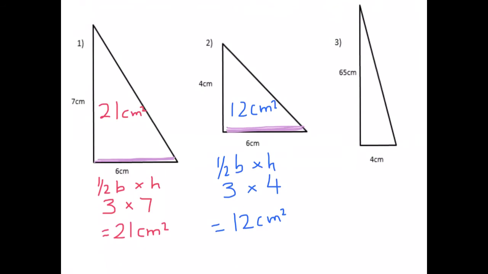Triangle number 3, the base is 4 centimeters. Its height is 65 centimeters. So again, our equation of half the base multiplied by the height. Half of 4 is 2, and we're multiplying that by 65. 2 65s are 130, and that is centimeters squared because it's area.